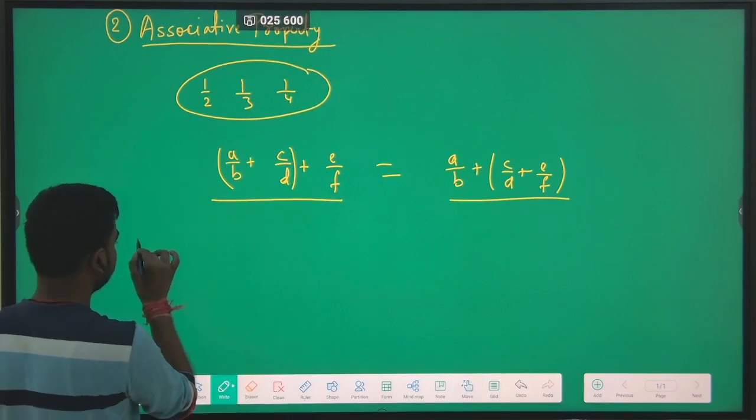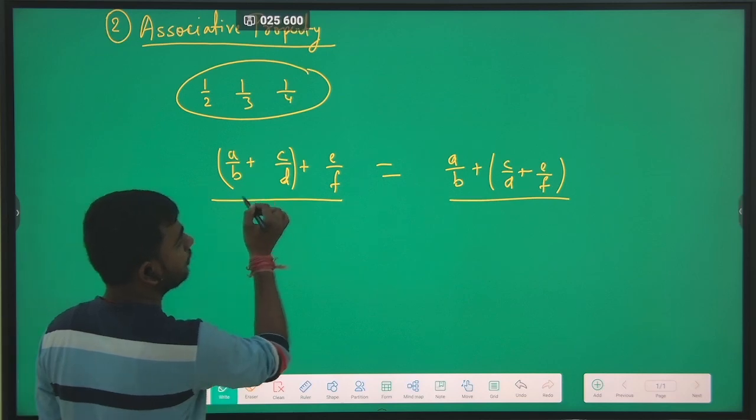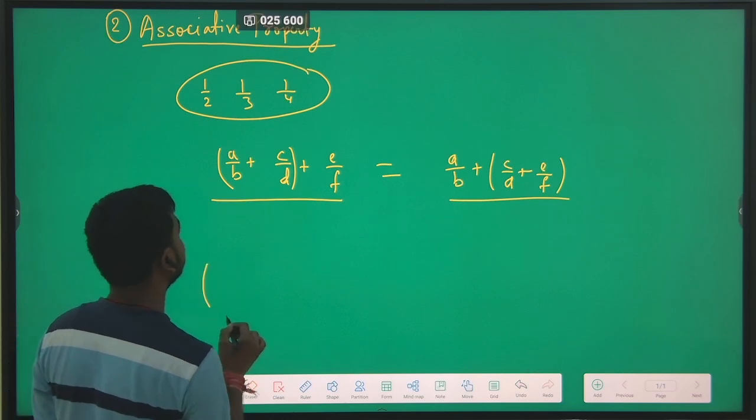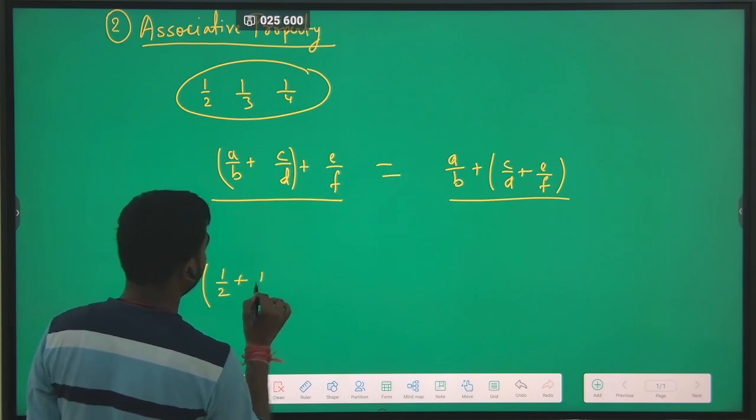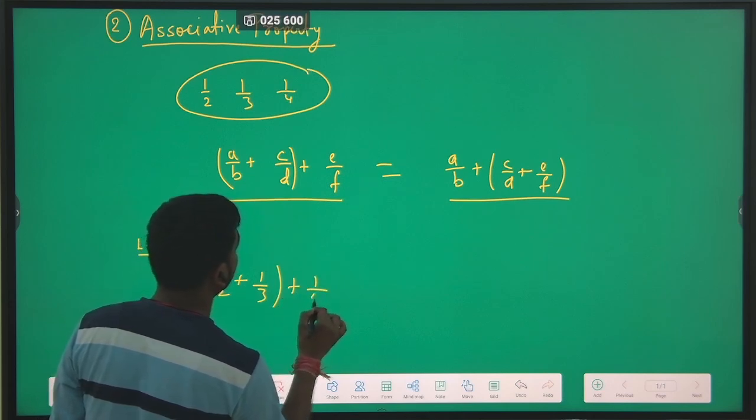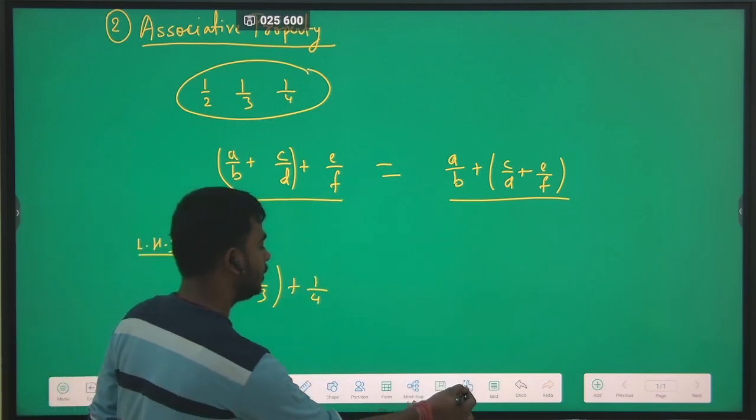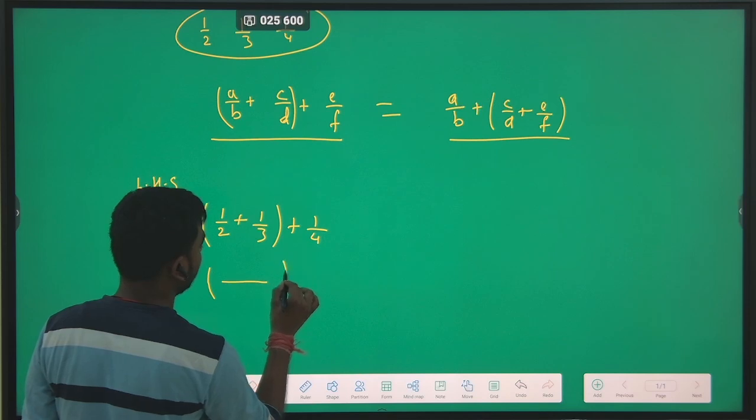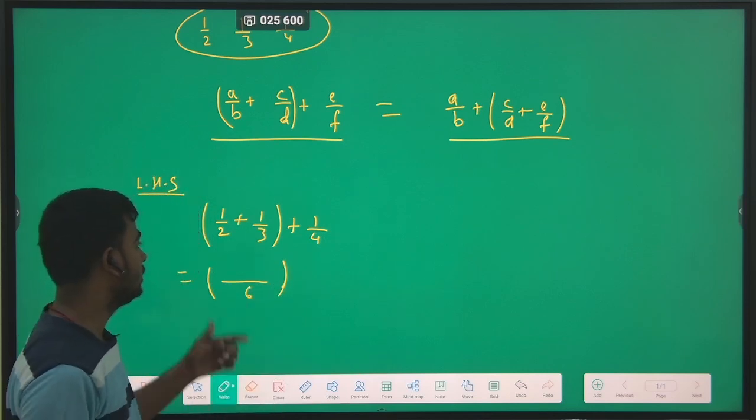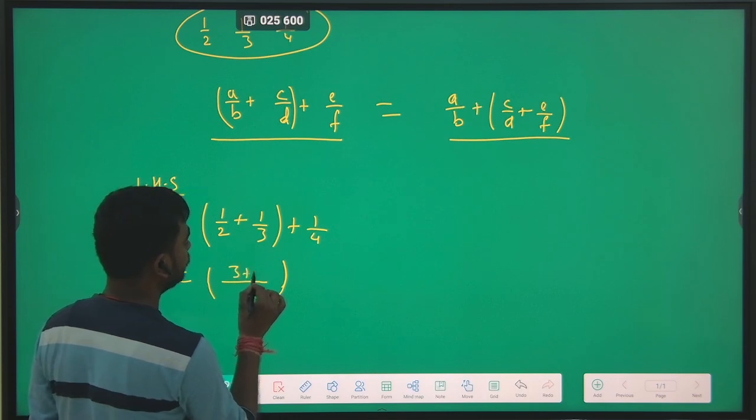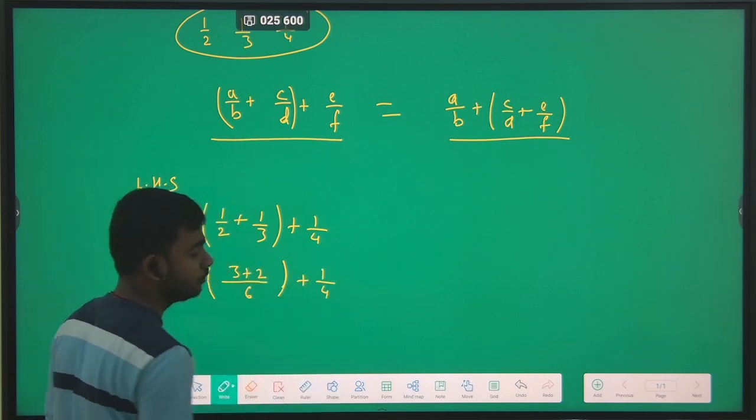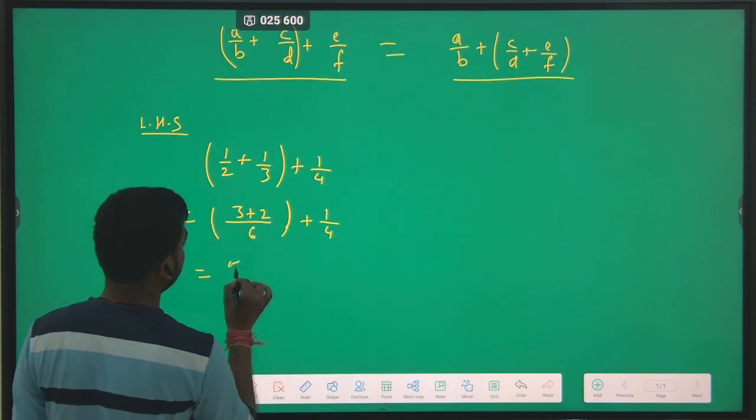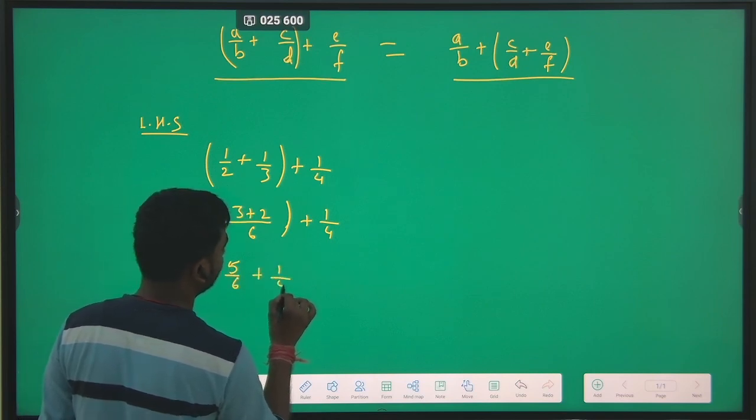For the LHS part, this is our left hand side. So we are taking this part first. This part is under parenthesis: 1 by 2 plus 1 by 3, plus 1 by 4. Now we have to solve the bracket first. The LCM of 2 and 3 will be 6, and the numerator will be 3 plus 2, and it will be added with 1 upon 4. Now we will get the value as 5 by 6 plus 1 upon 4.